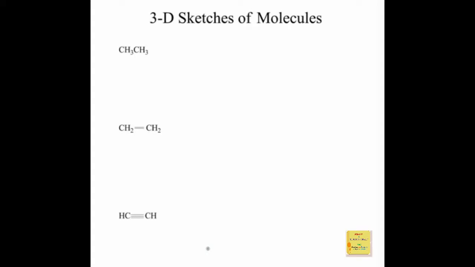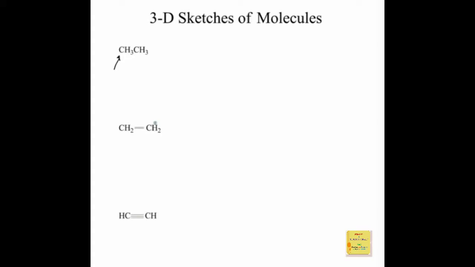So what is it going to look like when we bring these hybridized atoms together to be a molecule, and how can we draw those 3D sketches? Well, if you ever need to do a 3D sketch, the very first thing you want to do is determine the hybridization of the carbons involved, or any atoms involved, because it's the hybridization that's going to determine the geometry.